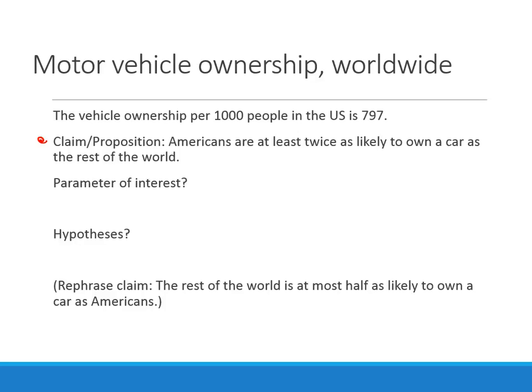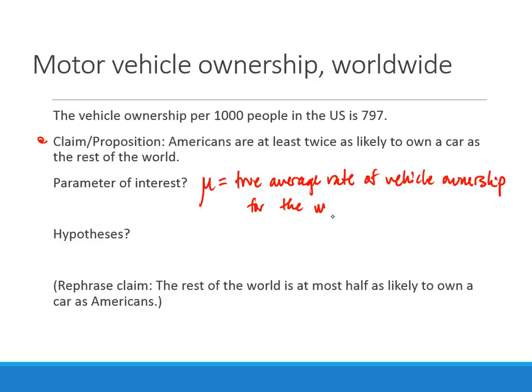So what is my parameter of interest here? I know what the vehicle ownership rate is for Americans, and I want to say something about the rest of the world and how that compares to it. So what I'm interested in saying something about here is a mu, which is the true average rate of vehicle ownership for the world, not including the U.S.